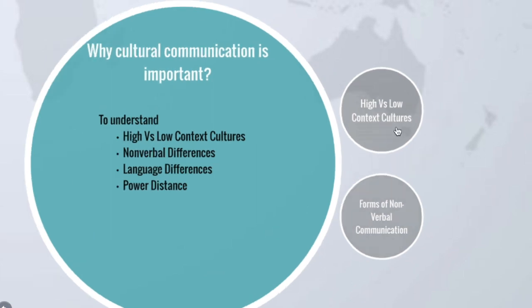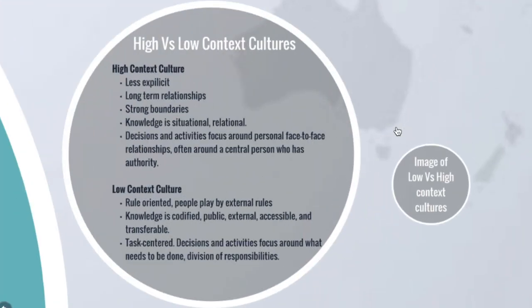Moving on to high context versus low context cultures. High context cultures are usually less explicit. They involve long term relationships and strong boundaries. Also, decisions focus around personal face to face relationships, often around a central person who has authority. Whereas in low context cultures, it is usually rule oriented and people play by external rules. Also, the knowledge is codified, public, external, accessible, and transferable.